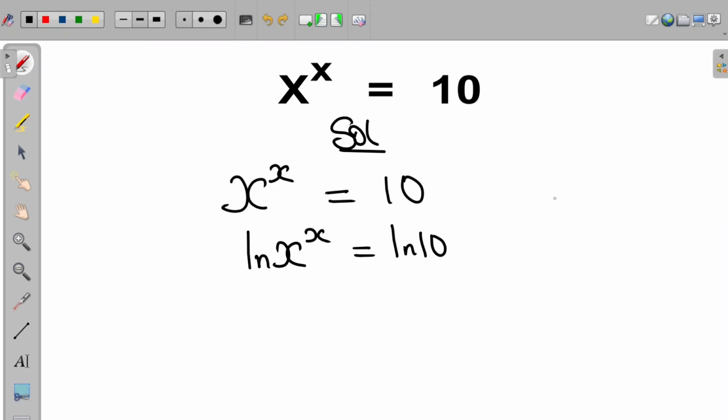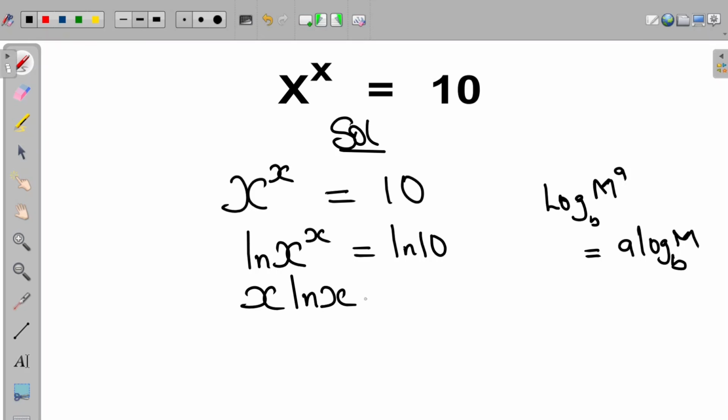Recall that if I have log m raised to the power of a in base b, this can also be expressed as a multiplied by log m to base b. So therefore, the left-hand side of the equation becomes x multiplied by ln x equal to ln 10.